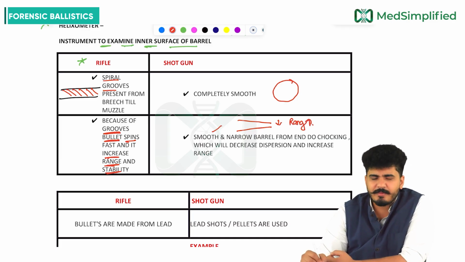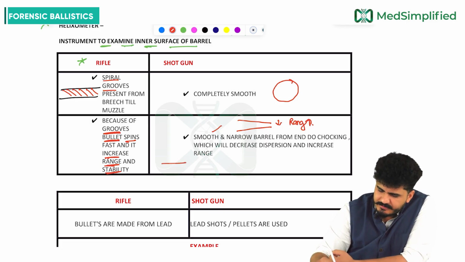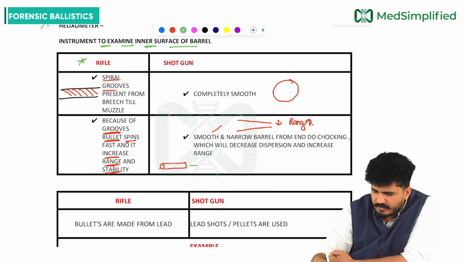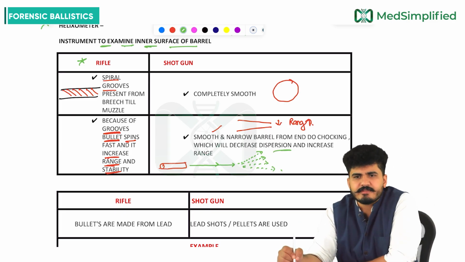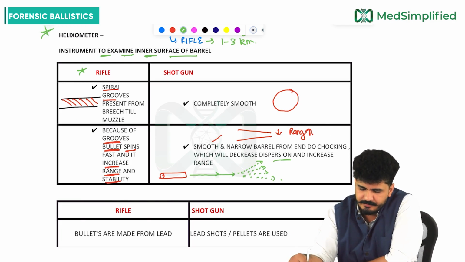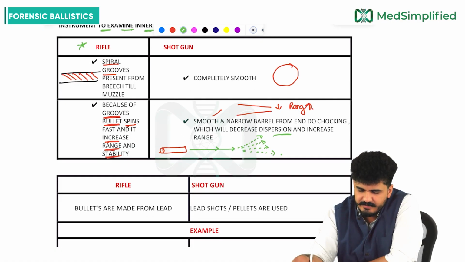And dispersion, what do you mean by dispersion? If I fire from a shotgun, the cartridge goes like this, and after 2 meters it will start spreading like this, because the pellets are there. These pellets will start spreading like this. This is called dispersion. The first basic difference is clear.